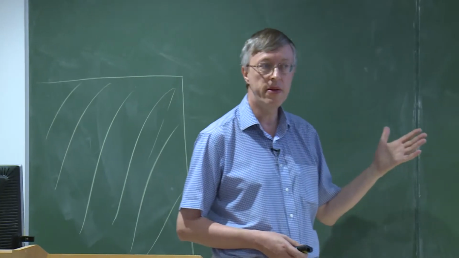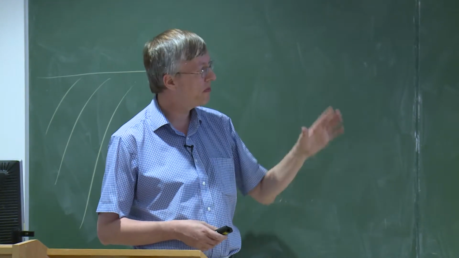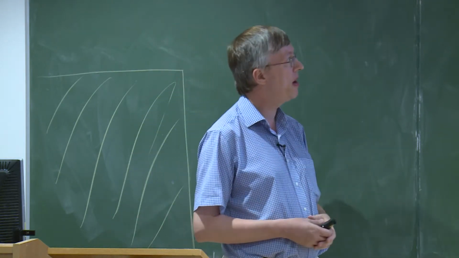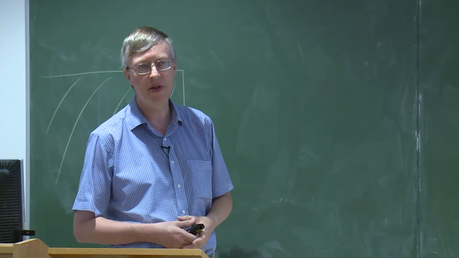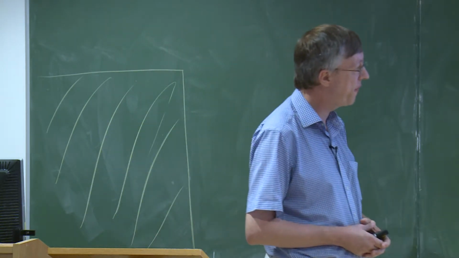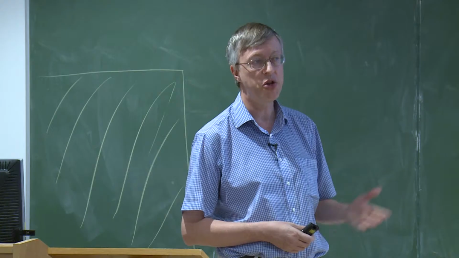Now typically the Rook pivoting search doesn't go that far. On average it's between 2 and 3 pivot elements to search before you've found one that satisfies those criteria. So this is an idea that I think goes back to maybe the 1970s or 80s. And Leslie Foster showed in 1997 that the growth factor for this pivoting strategy has that bound, which is much better than 2 to the n minus 1, but he didn't give any cases where that bound is attained or indeed nearly attained. So the question really is, how sharp is that bound?